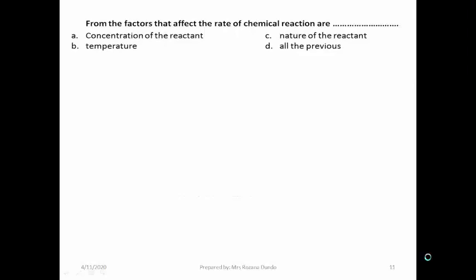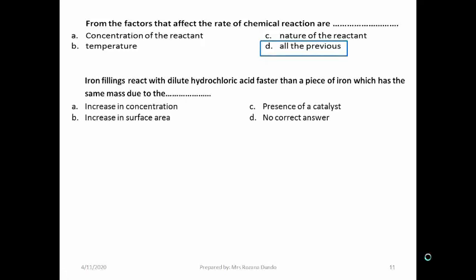The factors that affect the rate of chemical reaction are concentration of the reactant, temperature, nature of the reactant, or all the previous. All the previous is the right answer. Iron filings react with dilute hydrochloric acid faster than a piece of iron which has the same mass due to the increase in concentration, increase in surface area, presence of a catalyst, or none of these. The answer is increase in surface area.